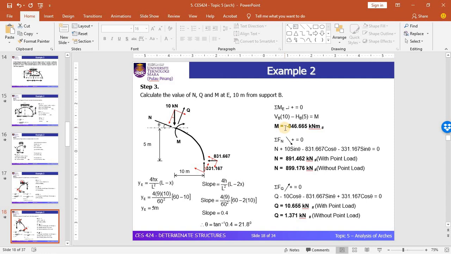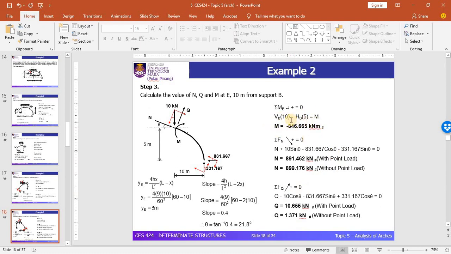forces. As I mentioned early in these examples, you need to consider two conditions, with point load and without point load, for the axial force and for the radial shear force. For moments, there remains only one moment.